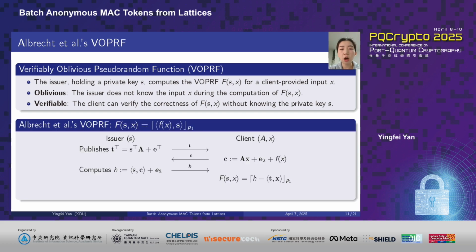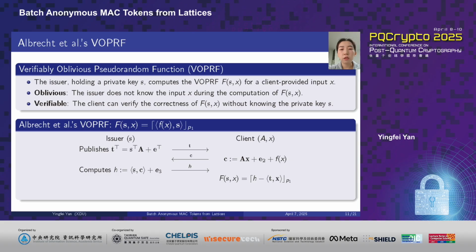Okay, let me break down how this works in the construction. The issuer holds a secret key S and commits to it publicly using an LWE instance, T equals SA plus E. Here A is a random matrix and E is a low-norm error vector. The client blinds the input by sampling a short random vector and computing C equals AX plus E2 plus F(x), and attaching a non-interactive zero-knowledge proof to show this computation was done correctly.